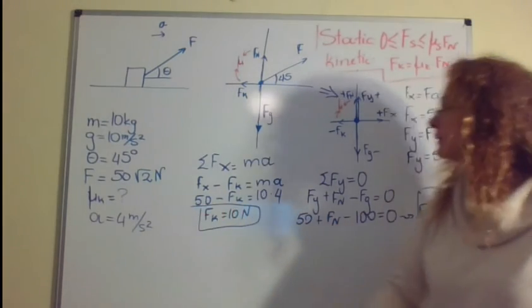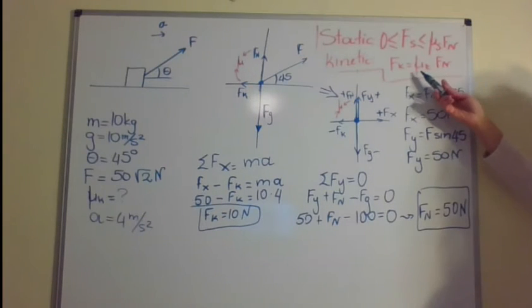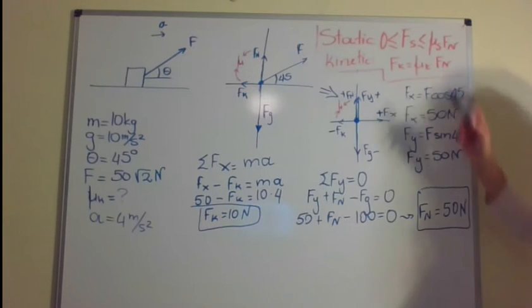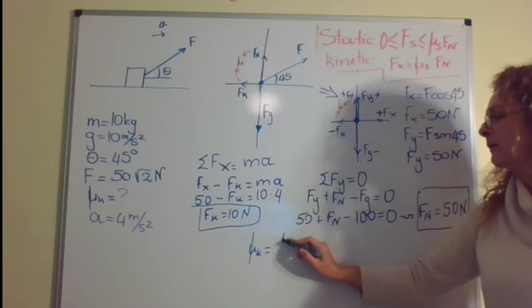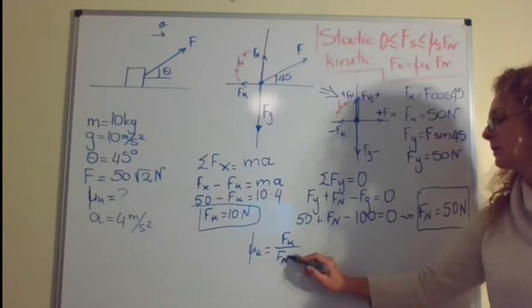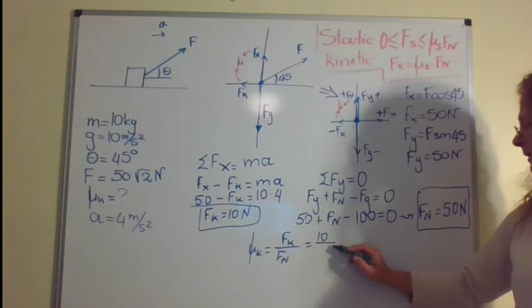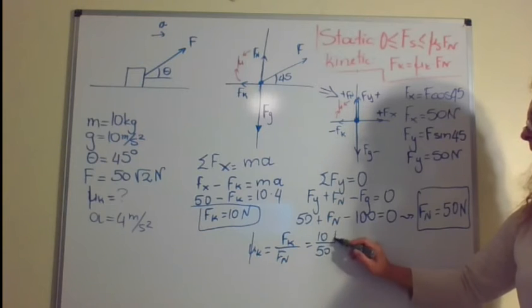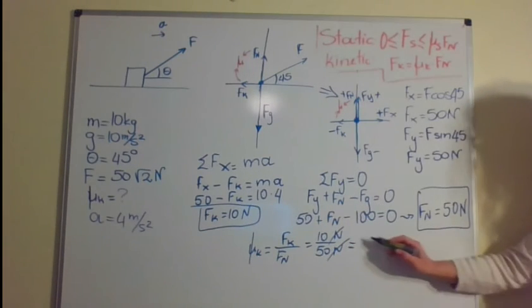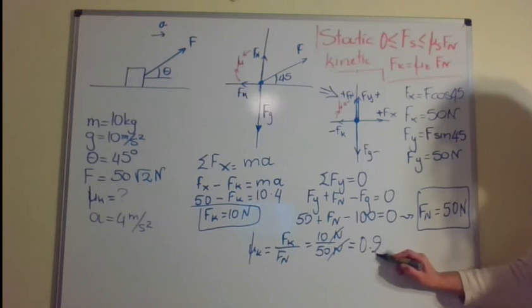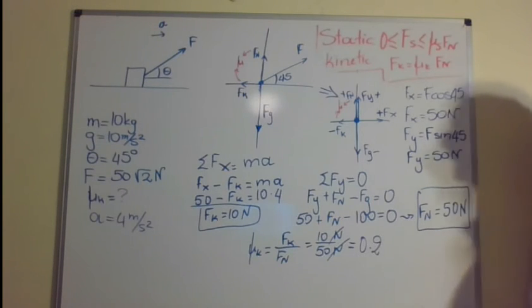And then, what do I know? I know that the coefficient of kinetic friction will be found if I divide friction over normal force. So 10 divided by 50, I get rid of the newtons. So what do I have? I find that the coefficient of kinetic friction is 0.2.